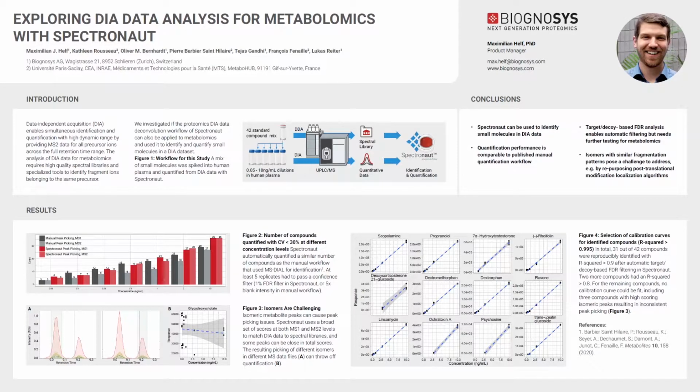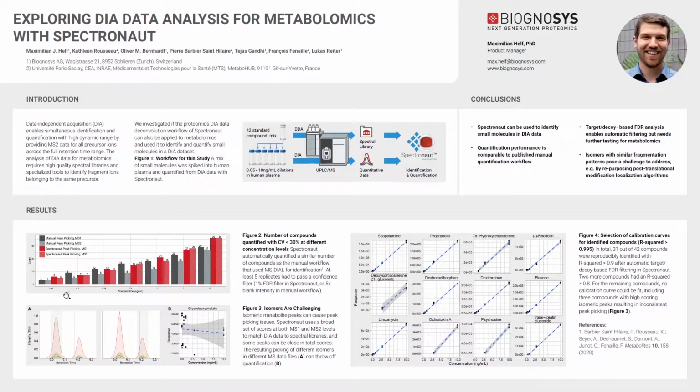To test Spectronaut for metabolomics, we reanalyzed a dataset that was recently published by our collaborators. At first, a spectral library for 42 compounds was generated from DDA data and formatted to make it compatible with Spectronaut. The same standard mix was also spiked into human plasma samples at different concentrations, and DIA data was acquired. We analyzed the DIA data in Spectronaut using the spectral library that was made from the DDA data.